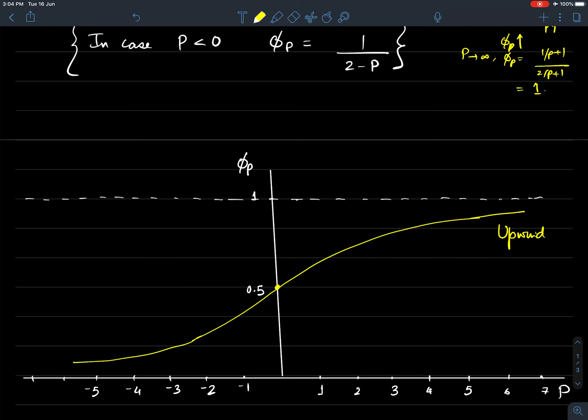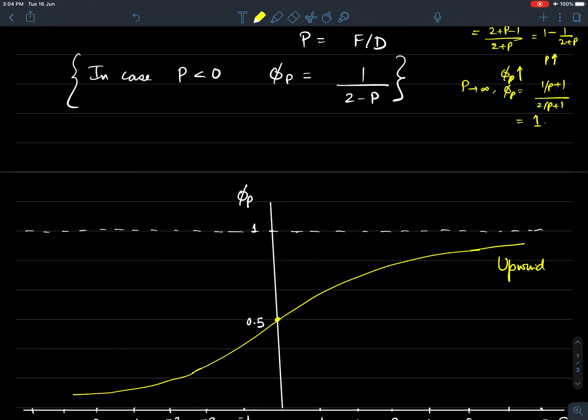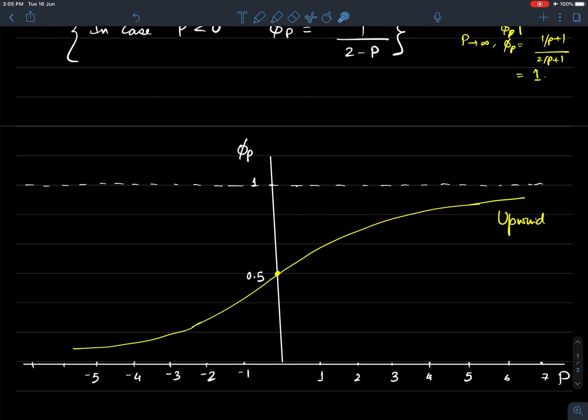Now how did I get the left portion, which I have done very conveniently here? You can again see that if P was negative, P equal to 0 will still give this 1 by 2, but as P becomes more and more negative, toward negative infinity, phi P will become 1 by infinity, which becomes 0. So that is the reason we are going to 0 as the Peclet number becomes more negative.